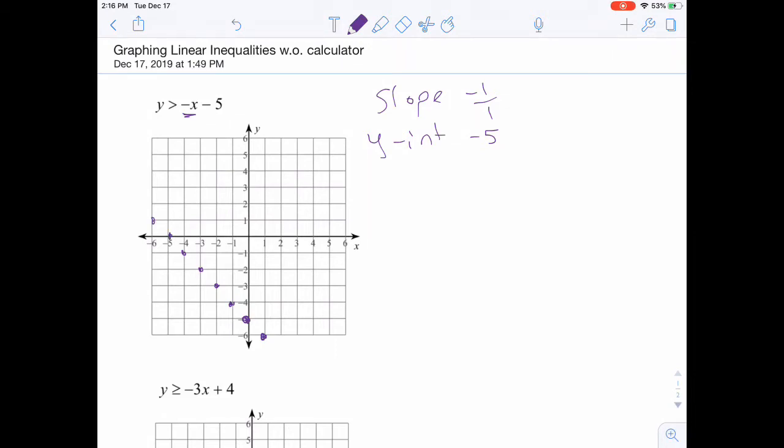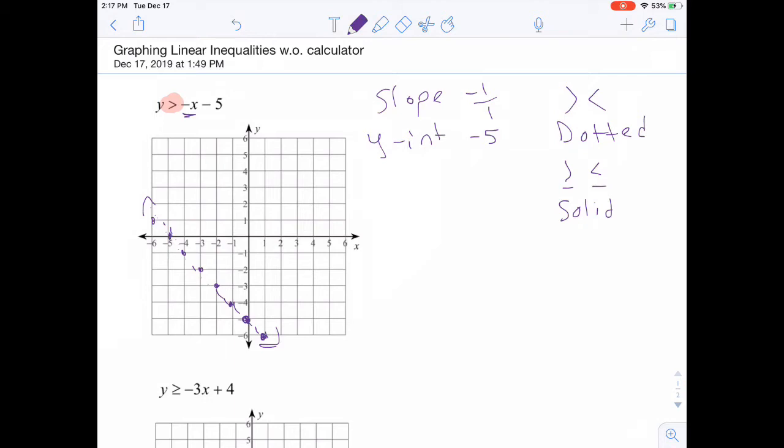Inequalities are a little funky when we graph them, based on the symbols. So we have greater than or less than. It's going to be a dotted line, or some teachers like to say a dashed line. If I had greater than or equal to or less than or equal to, it's going to be a solid line. More on that in a little bit. So here, since we have the greater than sign, we're going to use a dotted line. Not the best, but it'll do.